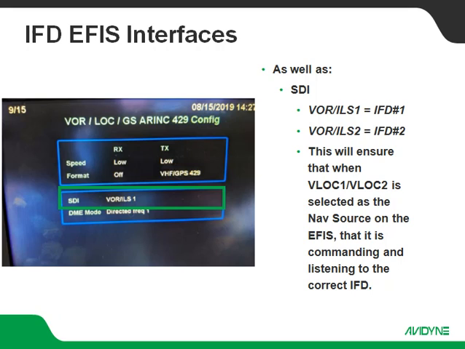So we want to make sure that if we've got dual IFDs installed and that is selectable from the EFIS, that we've got this thing set accordingly. So on the number 1 IFD, we would set this for VOR ILS 1. On the number 2 IFD, we would set it for VOR ILS 2.